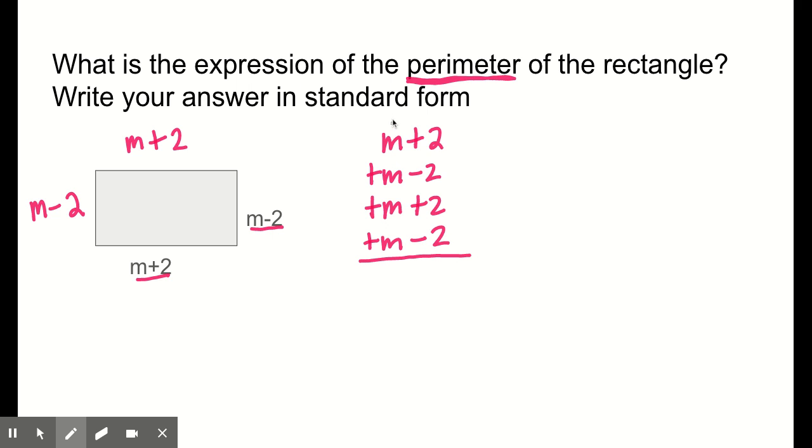So when we add up all of these numbers, and again, we're adding, remember, we're just combining like terms. So how many m's do we have? We have 1, 2, 3, 4 m's. This is not m to the fourth. Remember, we don't change the exponent when we're adding. Now 2 minus 2 is 0, plus 2 is 2, minus 2 is 0. So our answer here is simply 4m. And this would be units. 4m units.